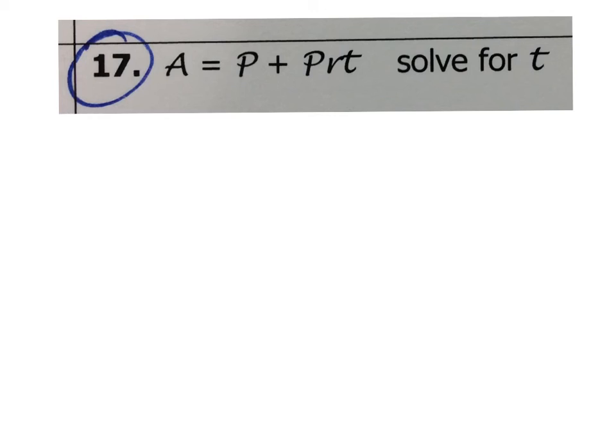And finally, on the last one, since you're solving for t, now t is over here in this term. So that means we got to get rid of this p first. Once you get rid of that p, then you can work on this term. So let's try that.